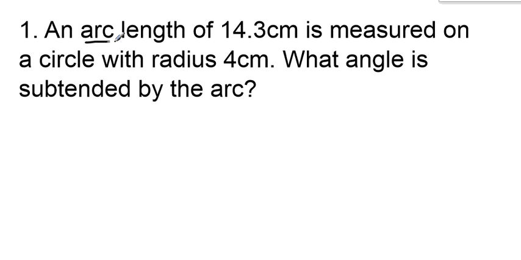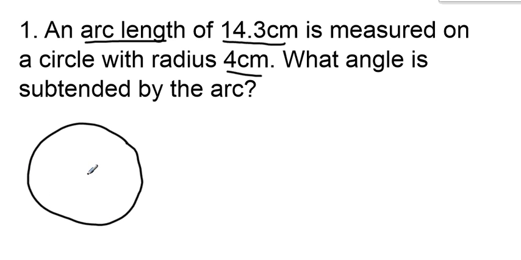It says an arc length of 14.3 centimeters is measured on a circle with radius of 4 centimeters. What angle is subtended by the arc? So really quickly, you don't need to draw a sketch, but sometimes it's nice to help make sense of things. So we have a circle with radius of 4 centimeters, and there's an arc length of 14.3. I tried to roughly estimate: 4 plus 4 is 8, plus 4 is 12, plus 4 is, oh, so I went way too far. Whatever. Diagram not to scale. So the question asked me to find this angle if I know that this arc length is 14.3.